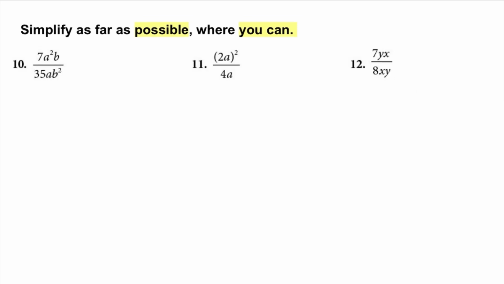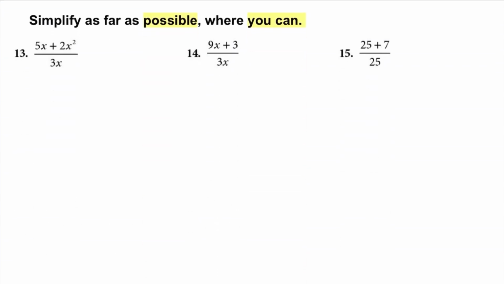Numbers 10, 11, and 12 are your questions. In question number 11, this means you multiply 2a by 2a. Numbers 13, 14, and 15. Let's start to solve from number 15.